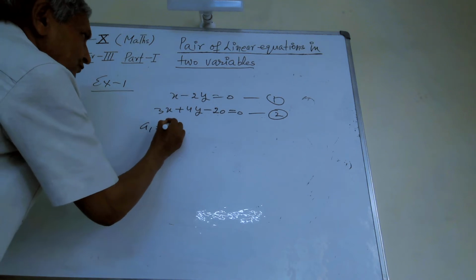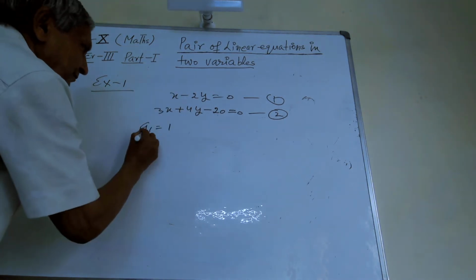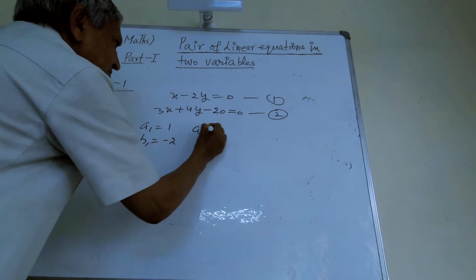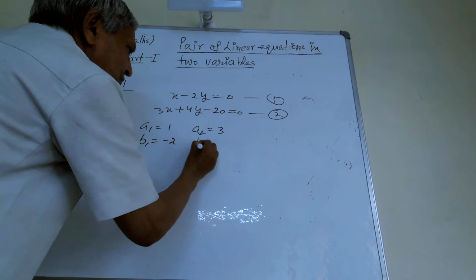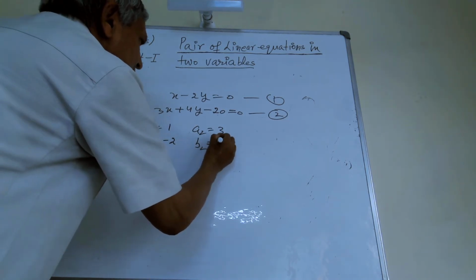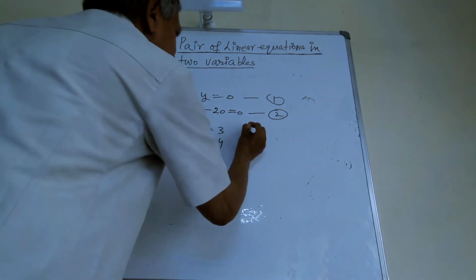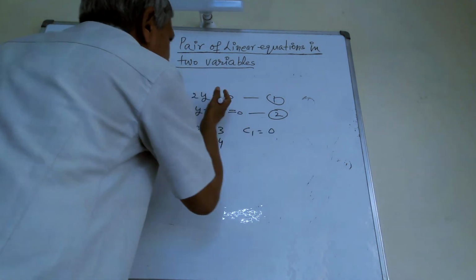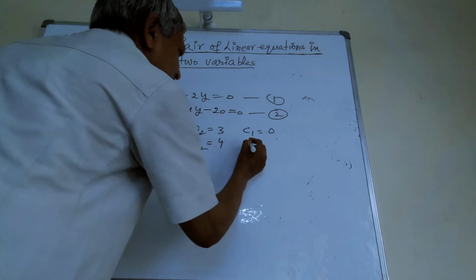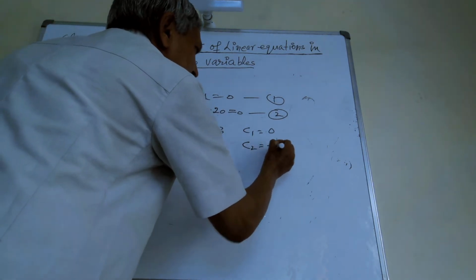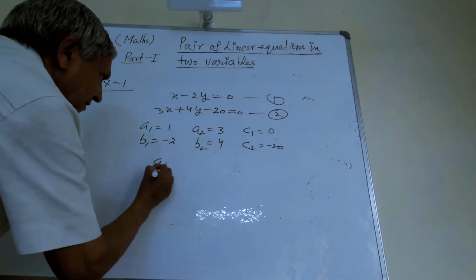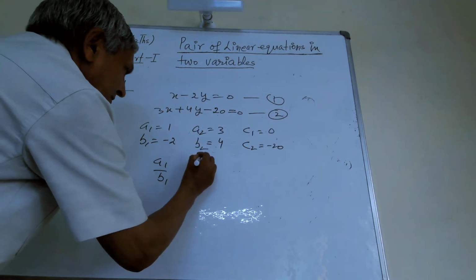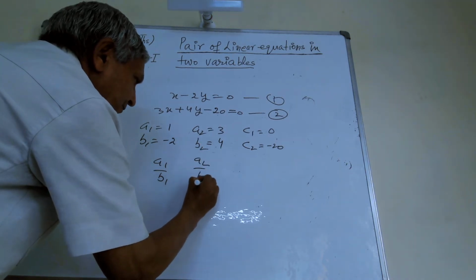a1 is equal to 1, b1 is equal to minus 2, a2 is equal to 3, b2 is equal to 4, and c1 is equal to 0 because there is no constant in the first equation, and c2 is equal to minus 20. Now a1 upon a2 and b1 upon b2.